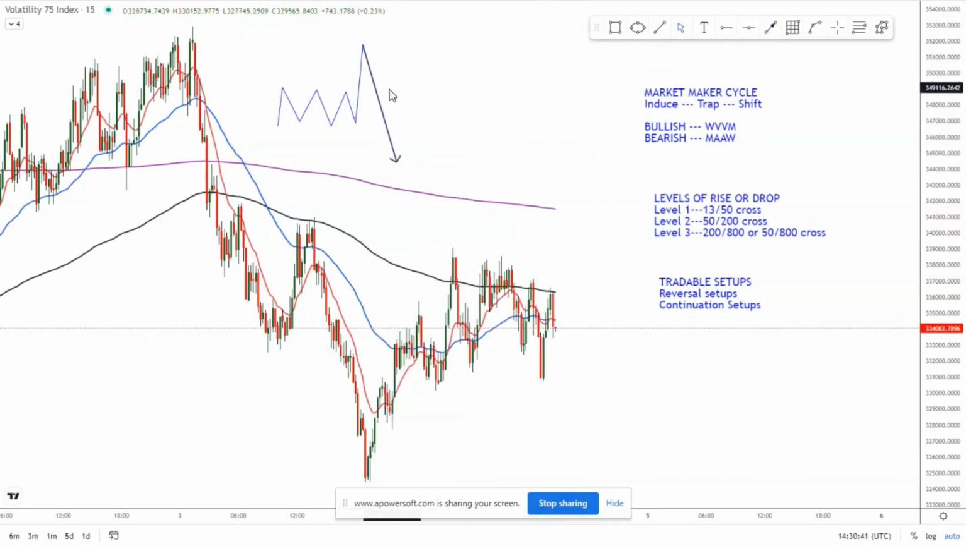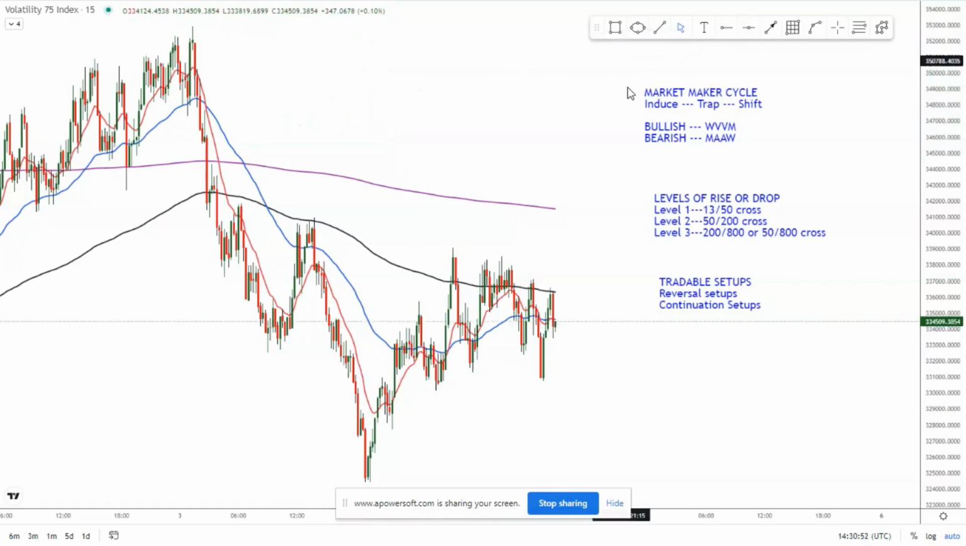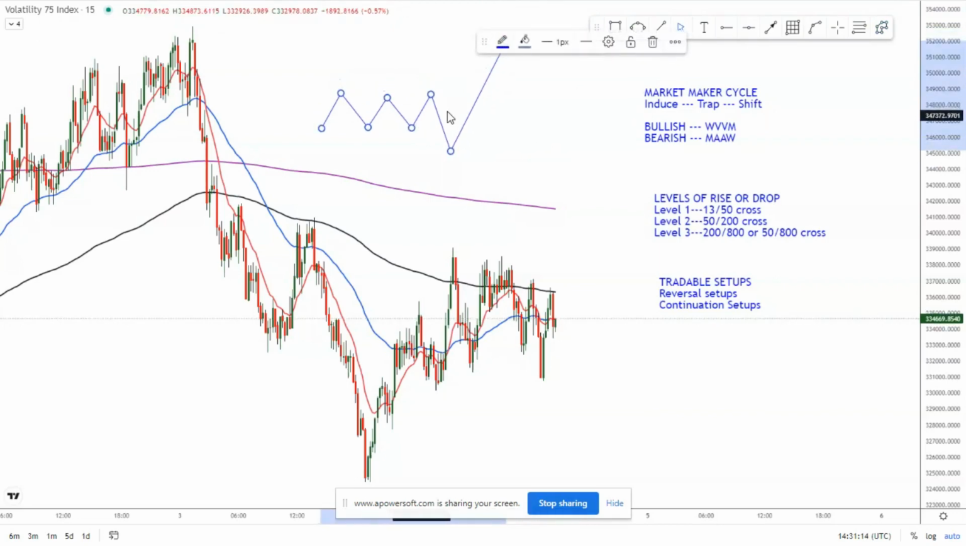By these concepts, sometimes I see a lot of relationship to ICT or SMC. So this is induce, trap, shift, and that is, let's say, for a bearish market structure. But then for bullish, the induce, actually sometimes it says the market maker hides in a consolidation. So they consolidate, induce, they trap, and then they shift. So what does this give us?